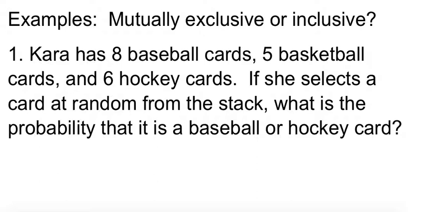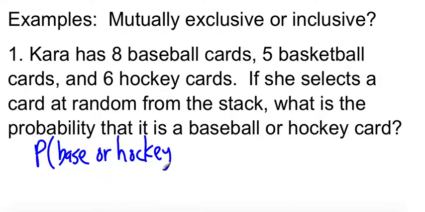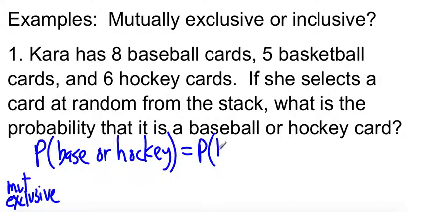Kara has 8 baseball cards, 5 basketball cards, and 6 hockey cards. If she selects a card at random, what's the probability that it is a baseball or hockey card? So we want to know the probability that it is baseball or hockey. Now, is there any overlap between types of cards? There is not, so this is going to be a mutually exclusive event.